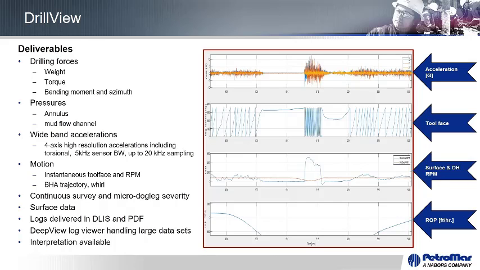From the top, we see acceleration on track number 1, the topmost track, followed by magnetic tool phase on track number 2, surface and downhole RPM on track number 3, and track number 4 on the bottom is the ROP. In this case, we look at a drilling dysfunction, a stick slip event that occurs at the connection of the pipe when weight was removed from the bit.